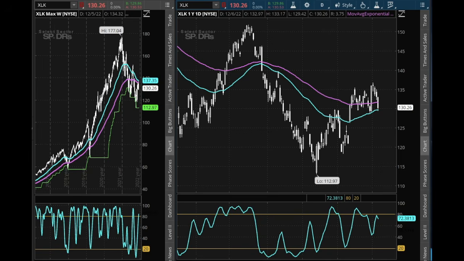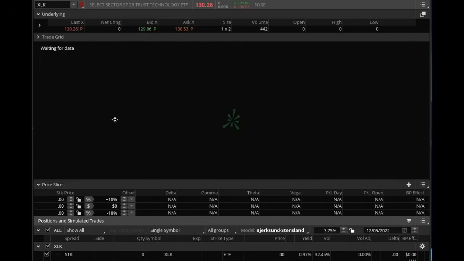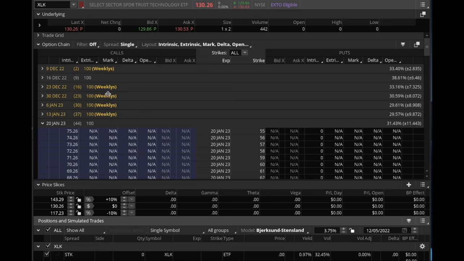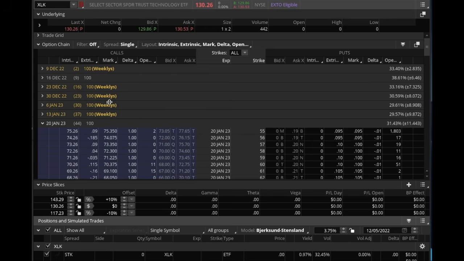And the next thing I like to look out for is for the liquid stocks. Right, you know whether a stock is liquid or not by simply looking at the option chain. If you were to take a look at the option chain, you will see that the liquid ones tend to have all these weekly options. Right, if there's no weekly options, generally it's not as liquid.